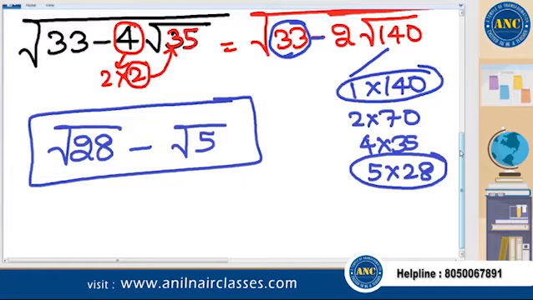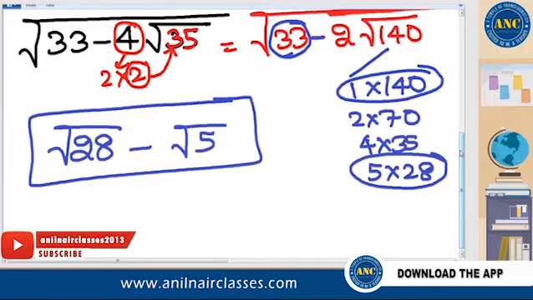Samir, your answer is incorrect, sir. 35 minus 2 is 33, but 35 into 2 is not 140, right?